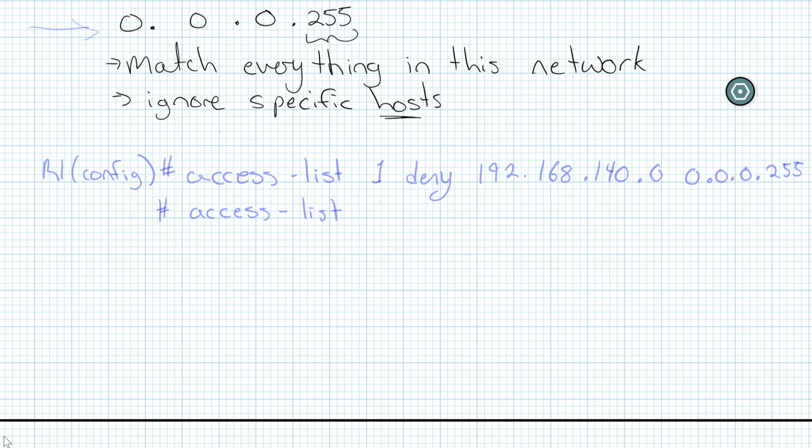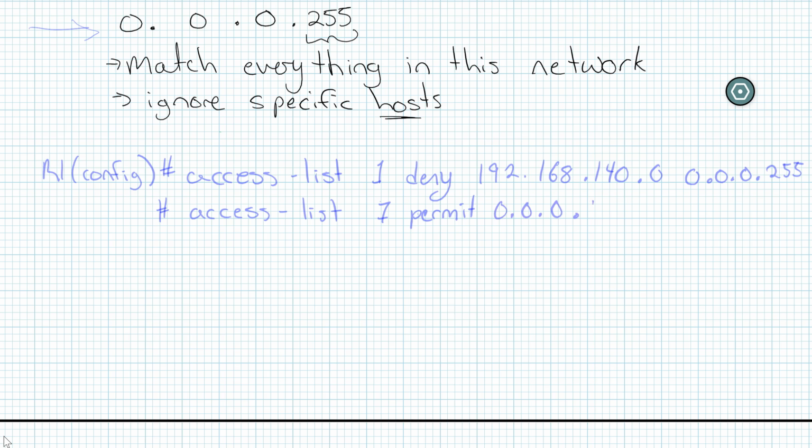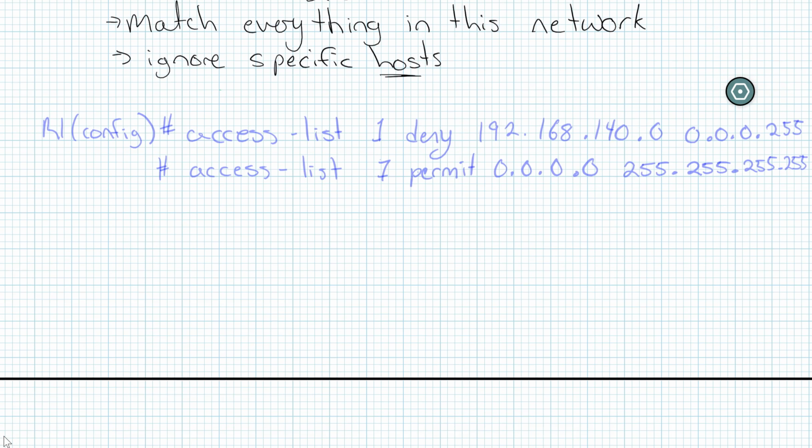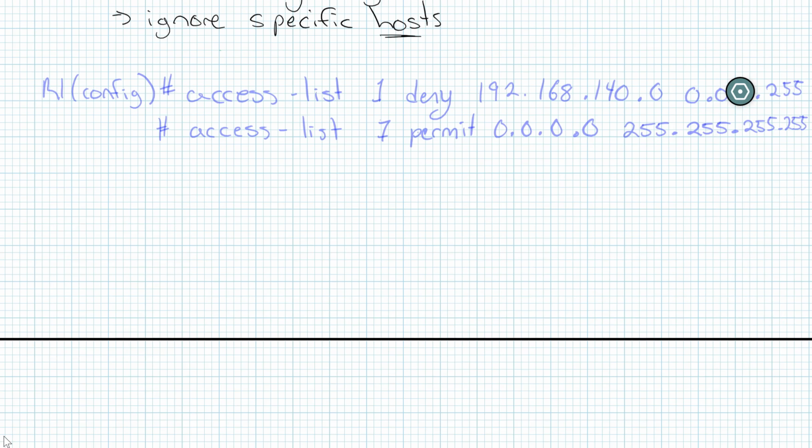So access list 1, permit, and then we could say to match anything, 0.0.0.0, which is like our default static route, similar to that. And then the wildcard mask would be, we don't care about any of the bits that were entered in our network mask. We're going to put them all as ones, basically saying anything at all is allowed. And so what we've done here is we've specifically denied our one network and then allowed another one.